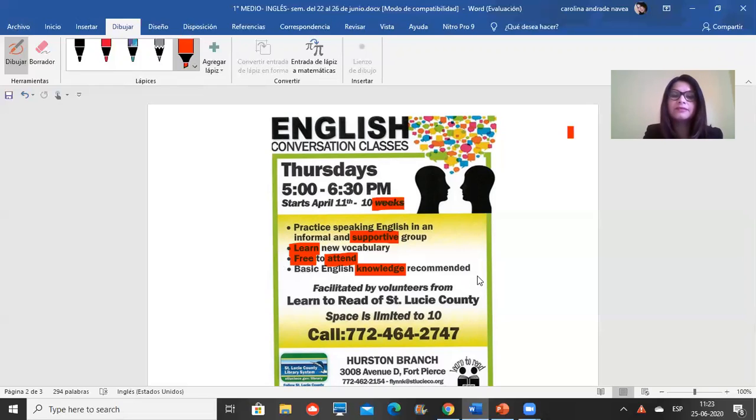Facilitated by volunteers from Learn to Read of St. Lucie County. So facilitated is something new for me, by volunteers, that's like voluntarios, from, oh, that's a very common word, but I don't remember the meaning, so I'm going to look for it anyway, all right? Learn to Read of St. Lucie County, space is limited to 10. Space is like espacio, is limited, like limitado to 10, that's the number. So we can think that it says espacio está limitado a 10 personas, 10 people. They are talking about people, okay?